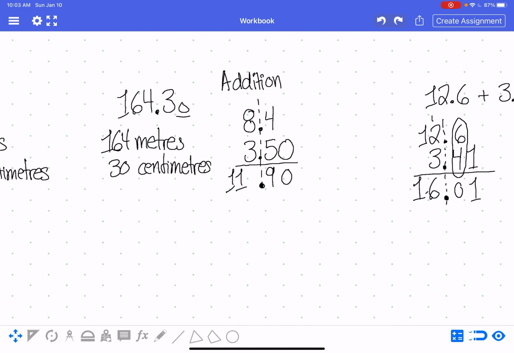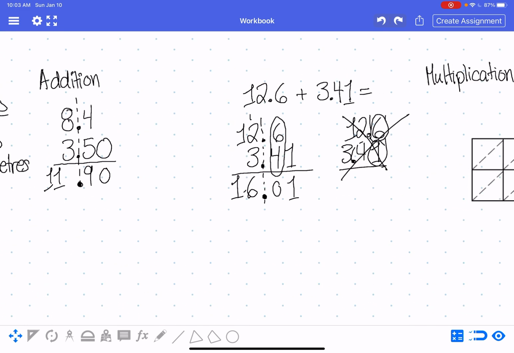Finally, we did addition. Now, the most important thing that we need to remember for addition is that the only way to really make a mistake is if you don't line up your decimals. Rewrite it. So if it's written like this, rewrite it so that your decimals are lined up. And the reason why we do that is because we want to add tenths and tenths. Okay, we don't want to do this where the tenth is here and a tenth is here.